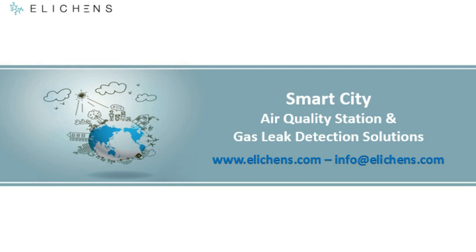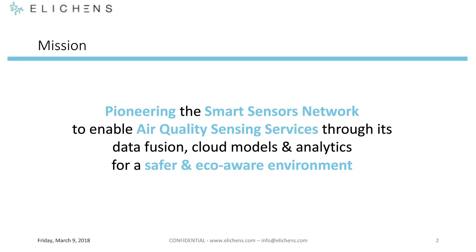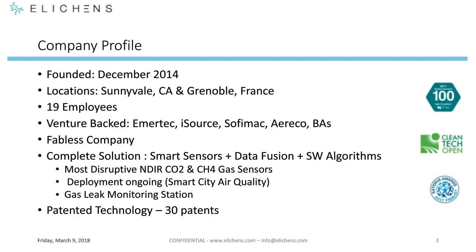So our mission at eLichens is really pioneering the smart sensor network to enable air quality sensing through our solution, which includes data fusion, cloud models, and analytics, with the ultimate goal of providing a safer and eco-aware environment. The company was founded in 2014. We're based in Grenoble, France, and Sunnyvale in California. Our R&D location is in Grenoble, France. The company has about 19 people, venture funded.